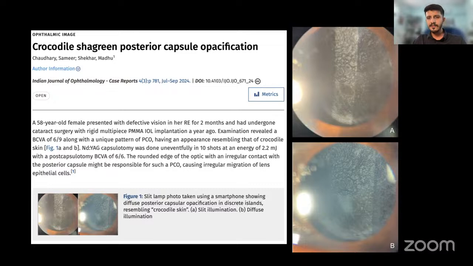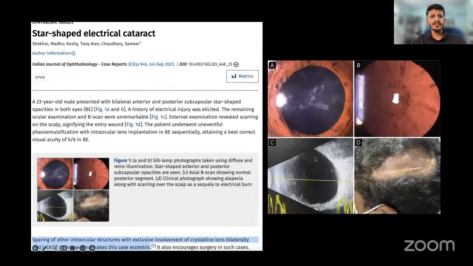Another case was a case of an electrical cataract. These two images were taken using a slit lamp camera, with diffuse illumination and retro-illumination showing star-shaped opacities. Then this was a B-scan image which showed a normal posterior segment. And this image, taken using a smartphone, shows an entry wound of the electrical shock. Electrical cataract has also been reported well in the literature.